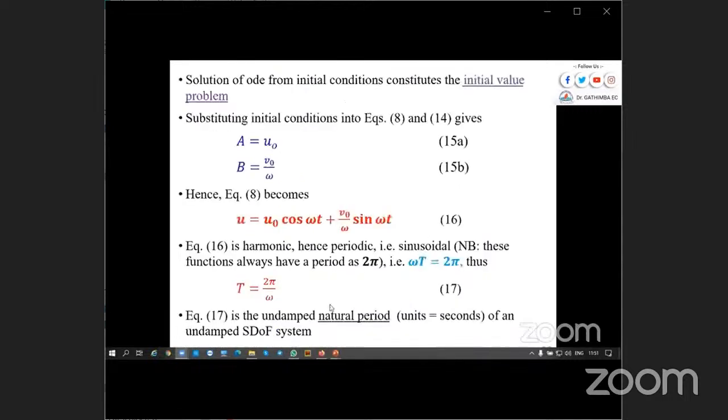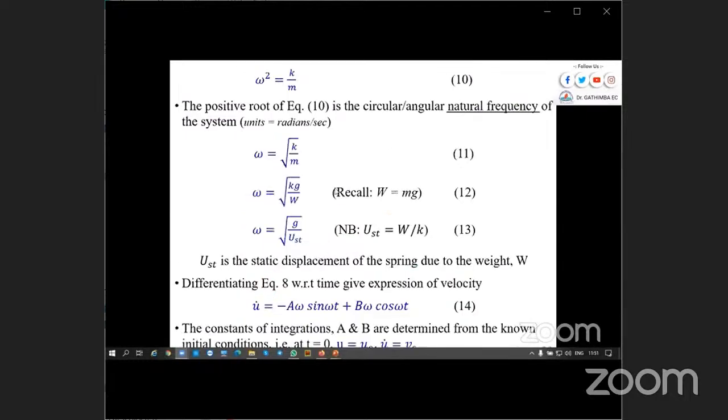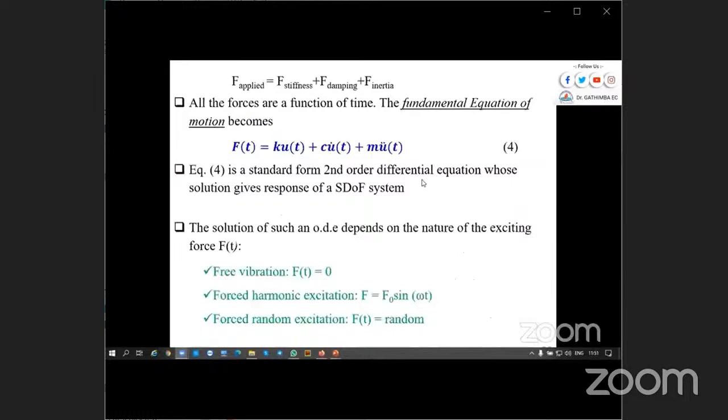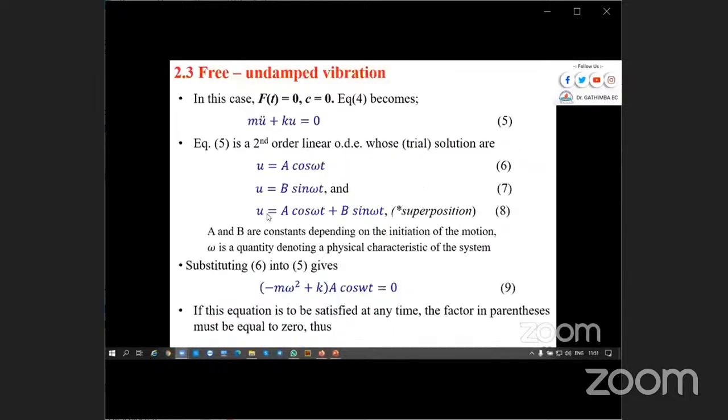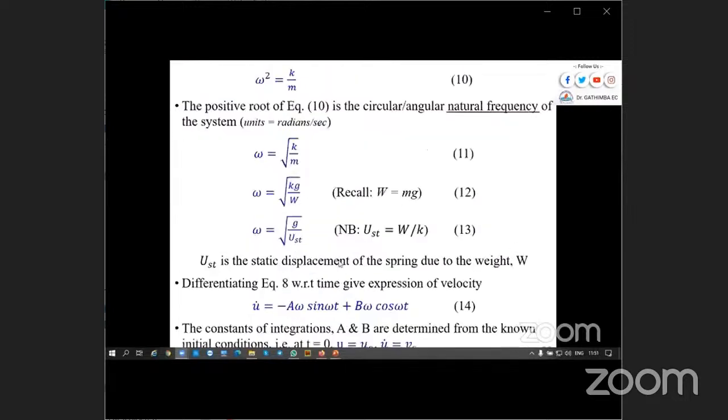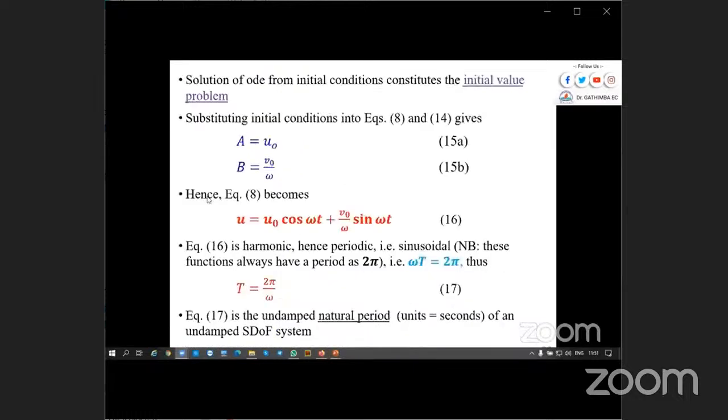So, the concept of integration: we said you substitute the initial condition in equation 8 or even 9 and equation 14. Equation 8 will help you to get the displacement, and equation 14 will help you to get the velocity. So now you have what A is. A is u naught and B is v naught over omega. Therefore, equation 8, which was the proportion of the two solutions, is as shown in this expression.